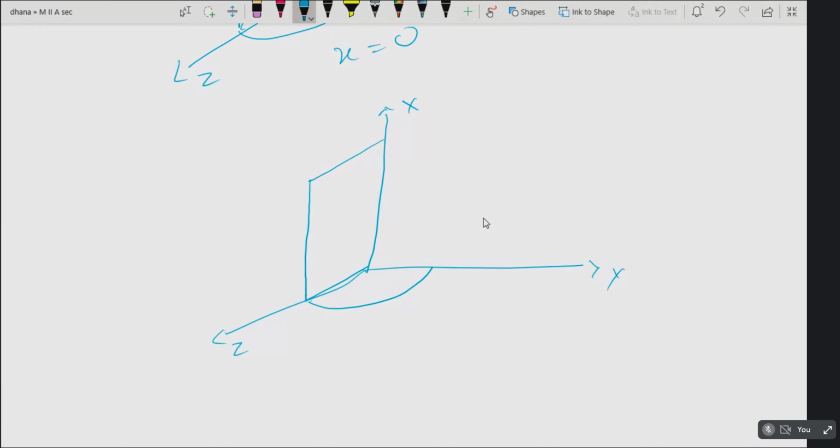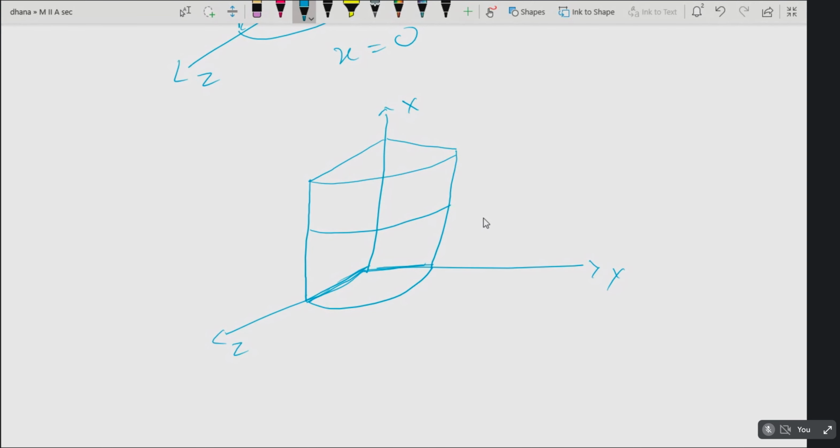So this is a rectangle I'm going to get. It's a surface here, a rectangle. This is the rectangle I got. Then again I'll get a rectangle here. This is also a rectangle I'm going to get. And this is my surface.